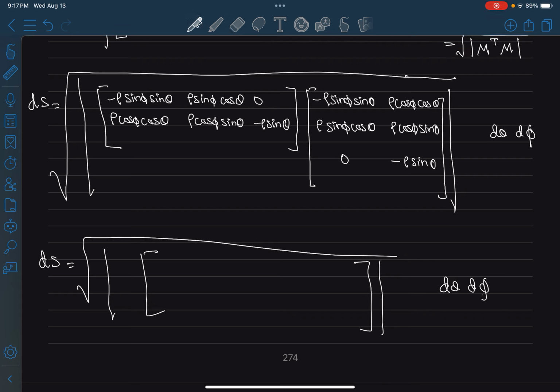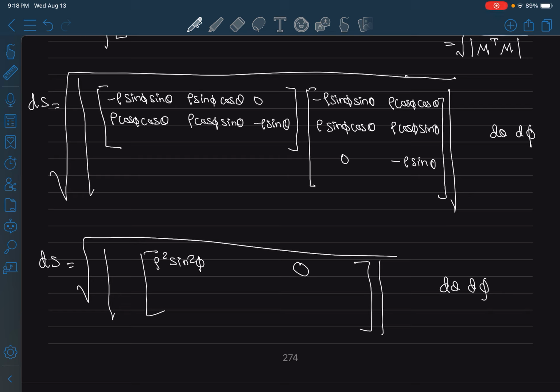Okay, this will be pretty easy actually. This will be rho square sine square phi sine square theta added with rho square sine square phi cos square theta. So this is rho square sine square phi, right? The next one is minus rho square sine phi cos phi sine theta cos theta plus rho square sine phi cos phi sine theta cos theta plus 0. So that's a 0, right?